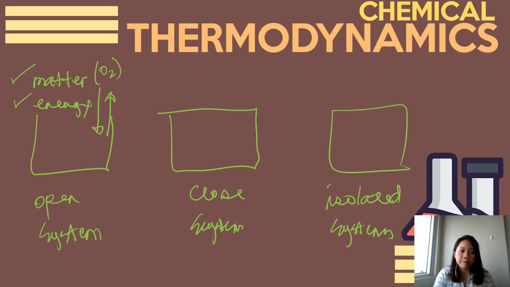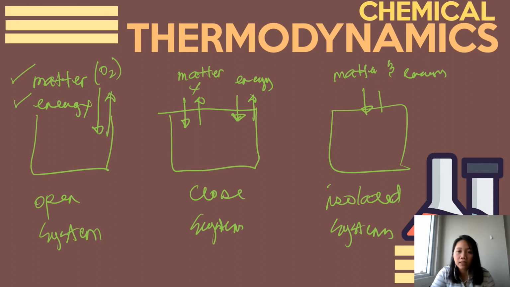For the closed system, matter such as oxygen cannot get into and out of the system. While energy, of course, could go into and out of a closed system. How about the isolated system? For an isolated system, both matter and energy cannot get into and out of the system. That is the isolated system.